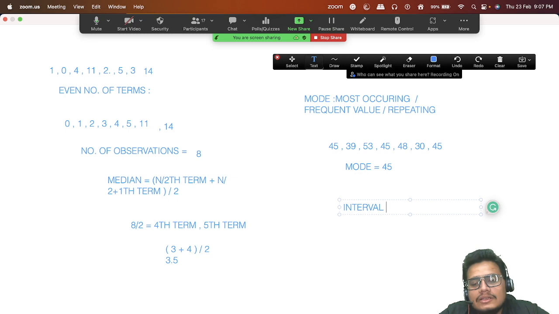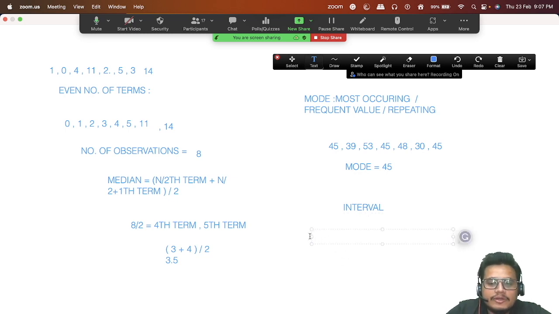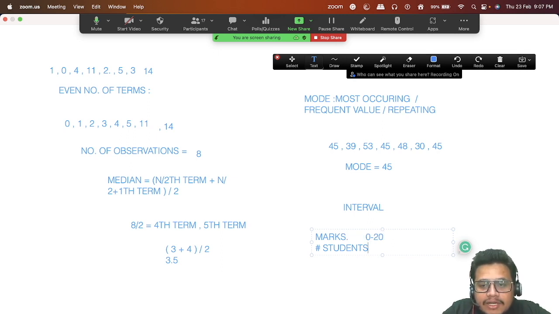Suppose you are given the data in the format of intervals. एग्जाम्पल मैं आपको बोलता हूँ, मेरे पास मार्क्स का इंटरवल है और नंबर ऑफ स्टूडेंट्स का. आई एम सेइंग 0 to 20 मार्क्स, 5 स्टूडेंट्स ऑब्टेन्ड 0 to 20 मार्क्स. ठीक है. देन 20 स्टूडेंट्स ऑब्टेन्ड 20 to 40 marks, and 35 students obtained 40 to 60 marks.